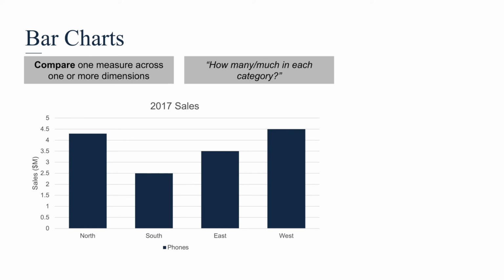Bar charts, also sometimes called column charts, are our first chart type. Bar charts are generally used to show one measure compared across one or more dimensions. Remember, dimensions can be categories. They are used to answer questions such as how many or how much is in each category. In this case, we have total sales by region. This is the simplest form of a bar chart, where we have one category and one measurement. We can see that the West is doing the highest sales and that South has the lowest.